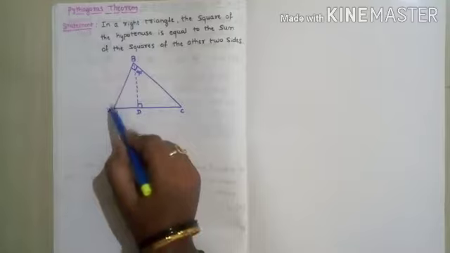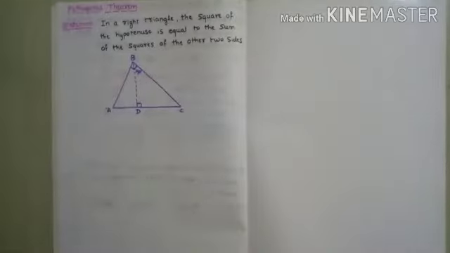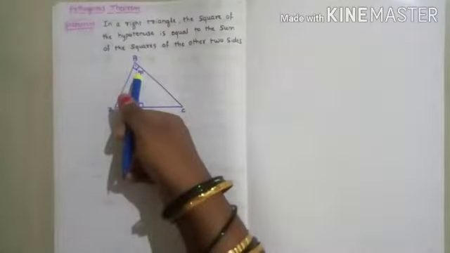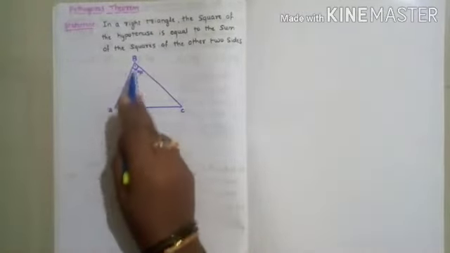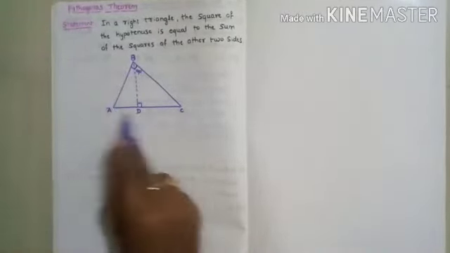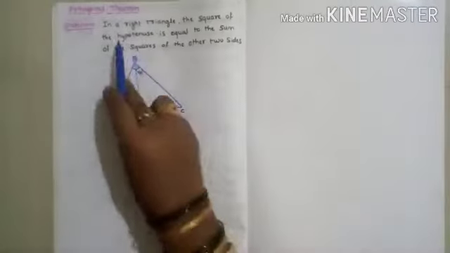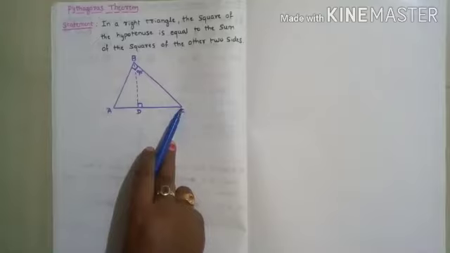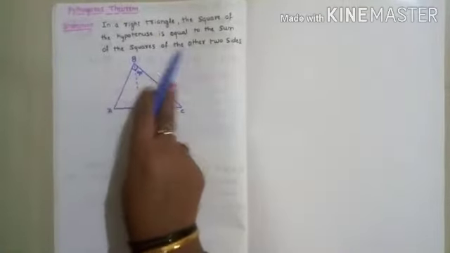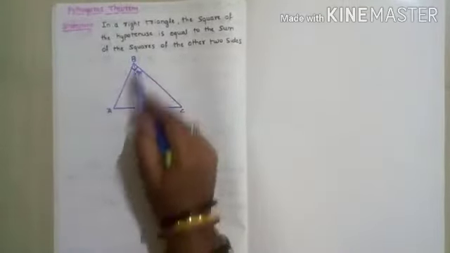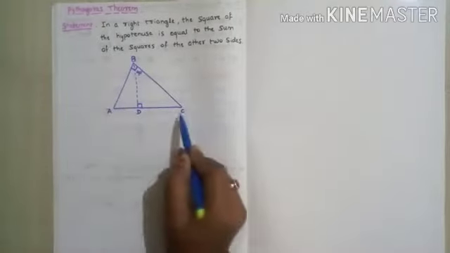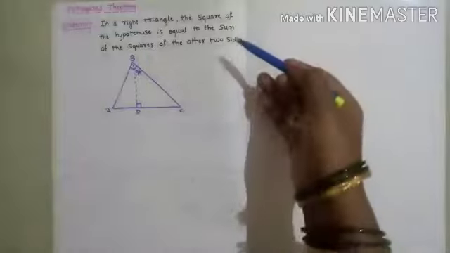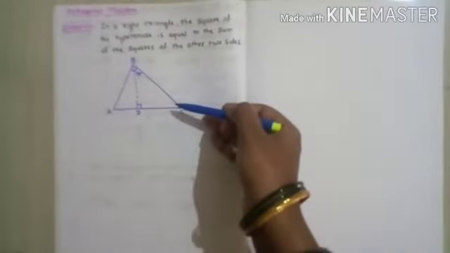Here in this triangle ABC, the 90 degrees is at vertex B, then the side opposite to angle B is AC. AC is the hypotenuse here. So in a right angle triangle, the square of the hypotenuse, AC square, is equal to the sum of the squares of the remaining two sides. So AC square equals AB square plus BC square is what we want to prove here. So we have to write the statement first, then draw the diagram.